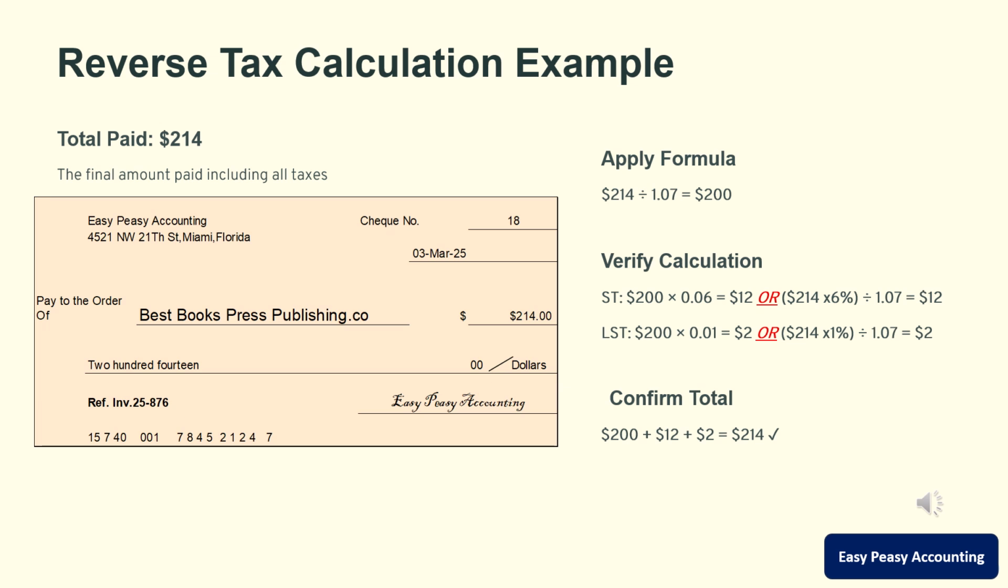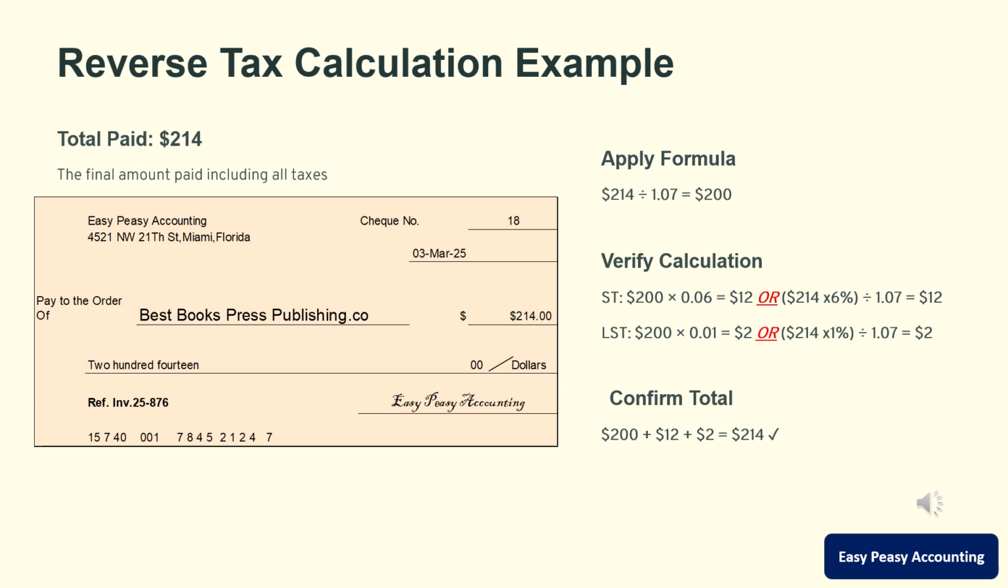Step 1. Use the reverse tax formula. Since the total price includes tax, this means the final amount includes both the original sales price and the added tax. That is why we must divide total price by 1 plus tax rate. Plugging in the numbers. Pre-tax amount equals $214 divided by 1.07 is equal to $200.